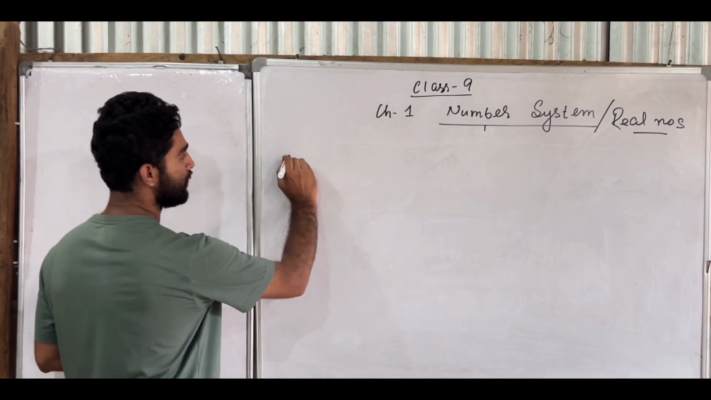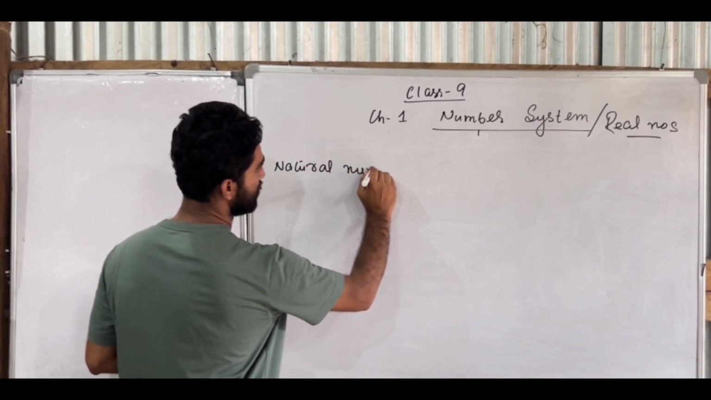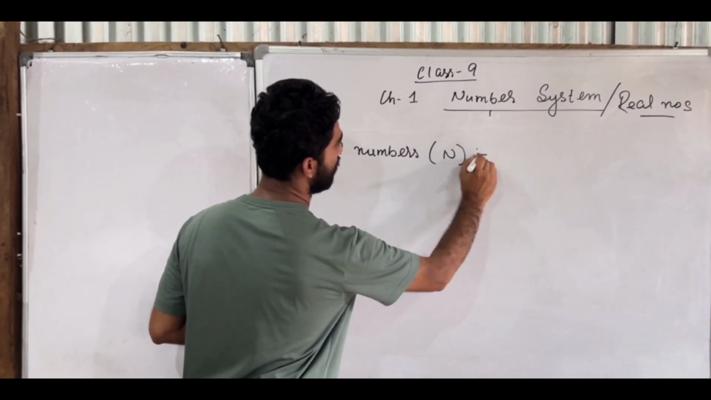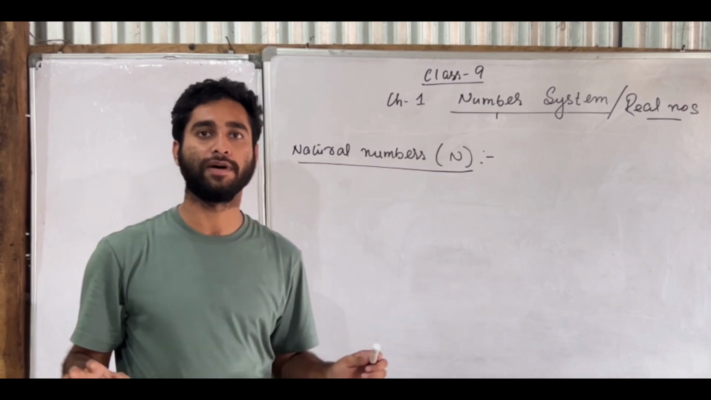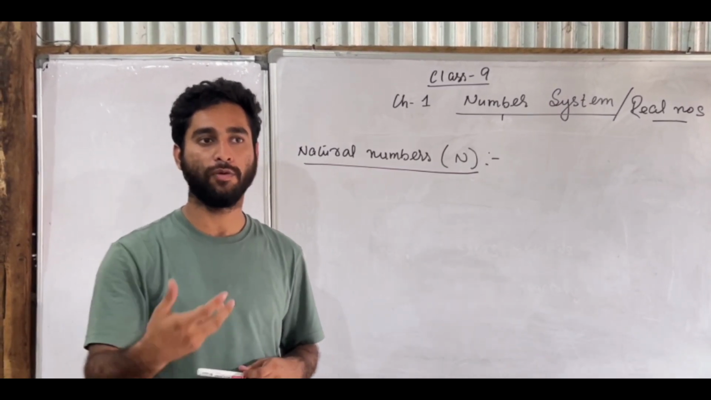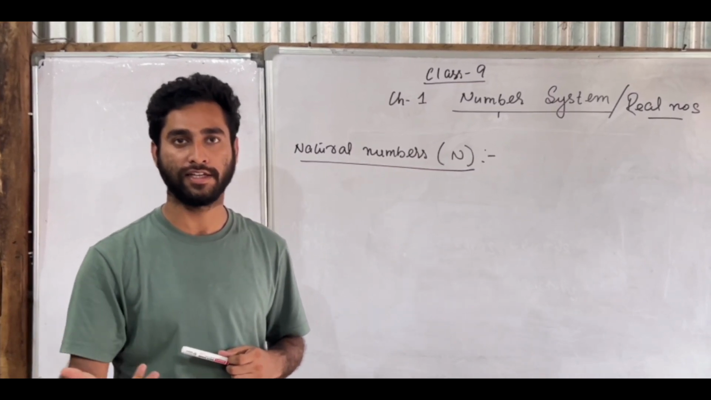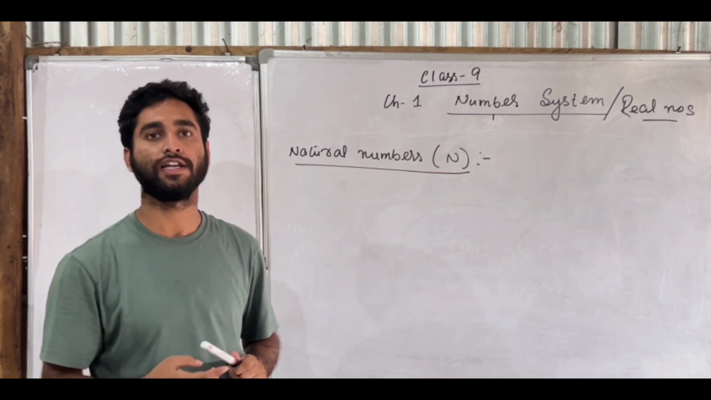Now first, natural numbers. It is denoted by capital N. So natural numbers means all the counting numbers are called natural numbers. Whenever we start the counting, how we count? We start counting with 1, 2, 3 like this, isn't it? So all the counting numbers starting from 1 are called natural numbers.